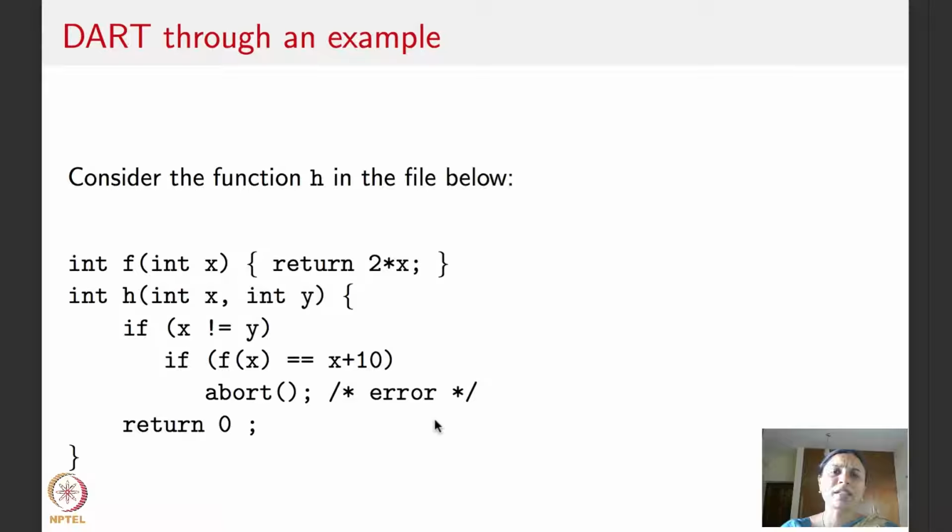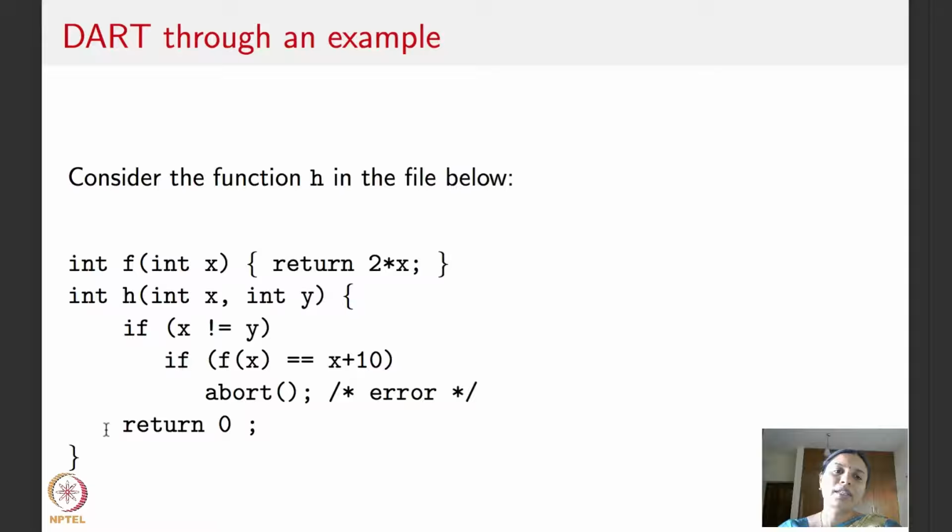So before we understand DART, let me revisit the example that I had presented to you towards the end of the last lecture. Here is a function h. h takes 2 integer arguments x and y, and returns an integer. It has 2 if statements inside it. The first one says if x is not equal to y, you go to the second if statement. The second if statement calls a function f. Function f's code is given above. Function f basically takes an argument x and returns 2x. So it says if f of x is equal to x plus 10, which means if 2x is equal to x plus 10, then read it as this program for h has reached an error state. So there is a call to abort, and it returns 0.